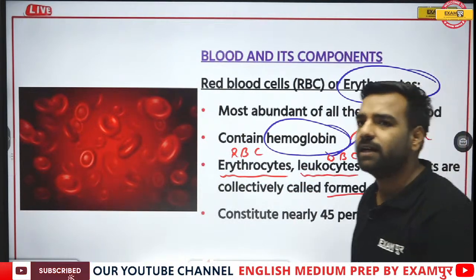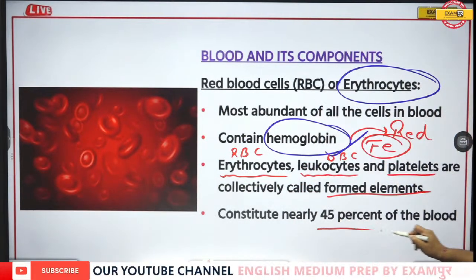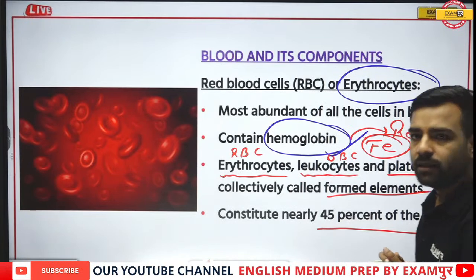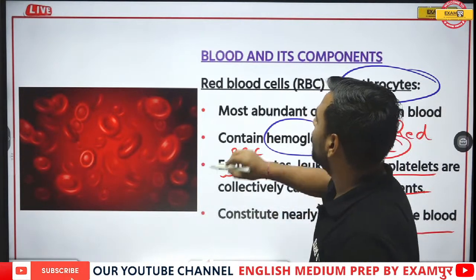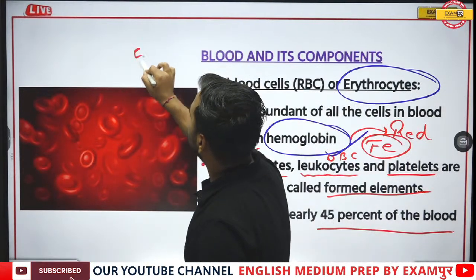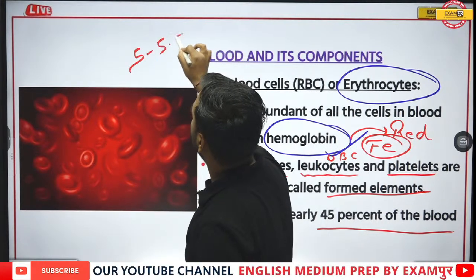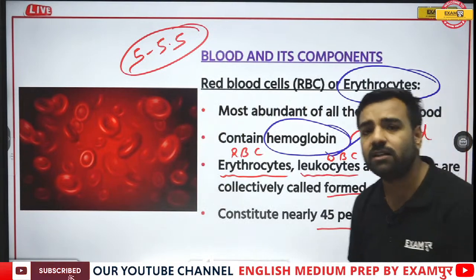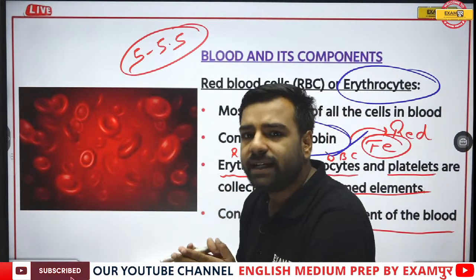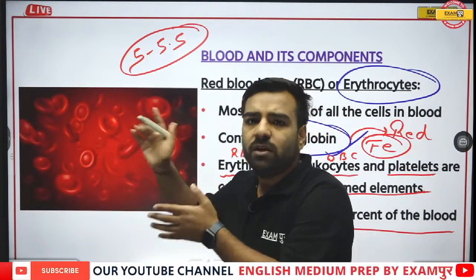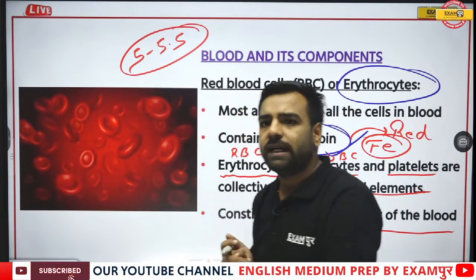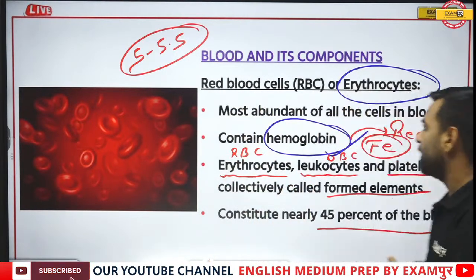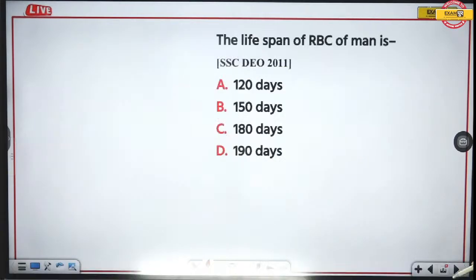Yeah, Ankit, that's true. It is actually 45%. Now, if I talk about the quantity, in males it is around 5 to 5.5 million. If I talk about females, it is around 4.5 to 5 million. Correct, Ankit, totally correct. So this was about RBC.